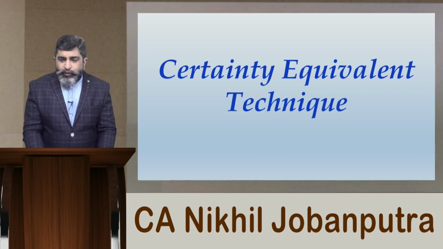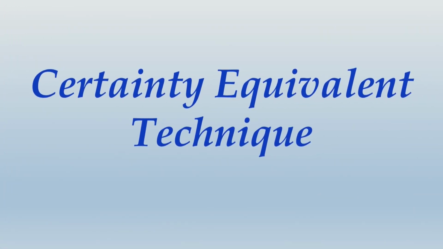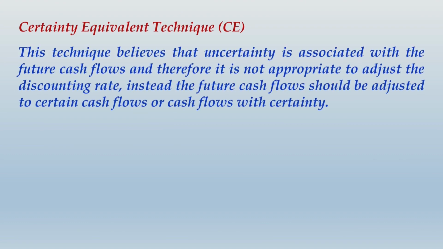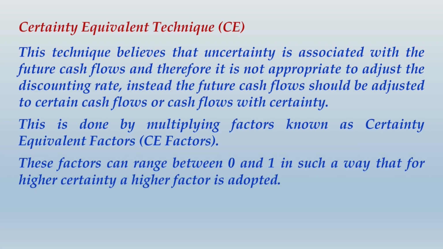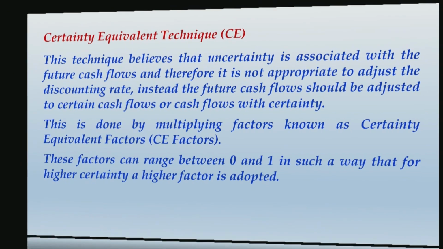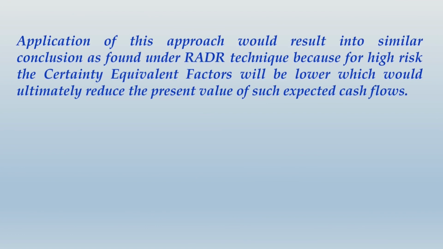Let me quickly give you some notes over here and then we shall proceed ahead. Under this heading, certainty equivalent technique, you may write: this technique believes that uncertainty is associated with the future cash flows and therefore it is not appropriate to adjust the discounting rate. Instead, the future cash flows should be adjusted to certain cash flows, or cash flows with certainty. This is done by multiplying factors known as certainty equivalent factors or CE factors. These factors can range between 0 and 1 in such a way that for higher certainty, a higher factor is adopted. Let us move ahead and notice things further.